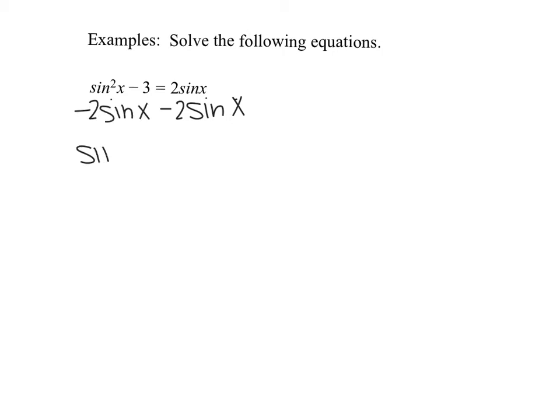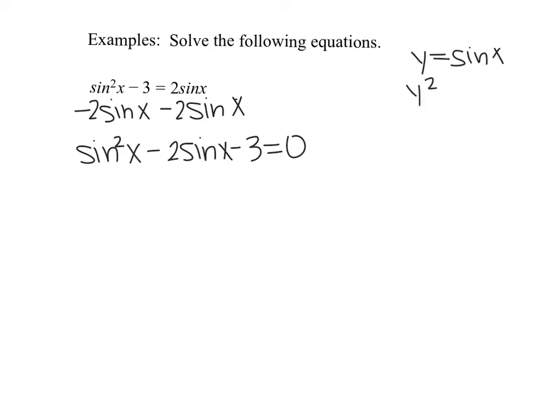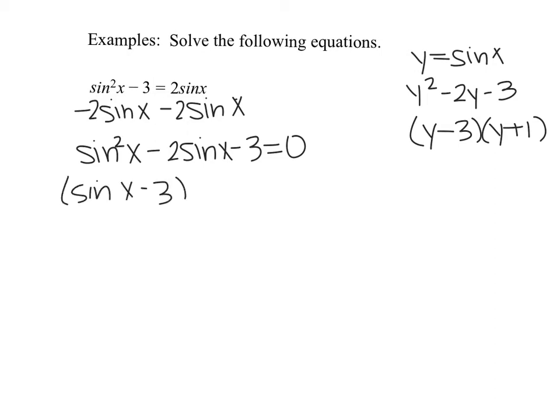So we end up with sine squared of x minus 2 sine of x minus 3 equals 0. Now I have a square term, so I want to factor it. I'm going to let y equal sine of x. So I have the quadratic y squared minus 2y minus 3. If I were factoring that quadratic, I would factor it as y minus 3, y plus 1. So now I can rewrite this as sine of x minus 3 times sine of x plus 1 equals 0.